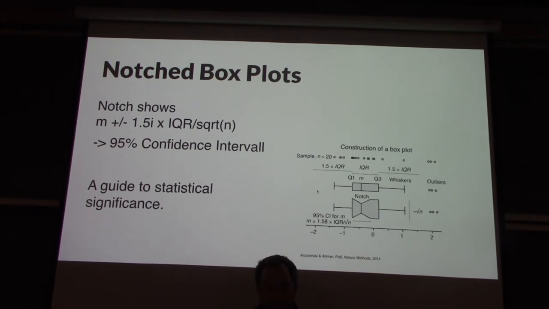So basically the box plot is the same, and the notch here shows the 95% confidence interval. These are pretty subtle, but they are pretty commonly available in statistical plotting packages like ggplot for R, or matplotlib for Python.